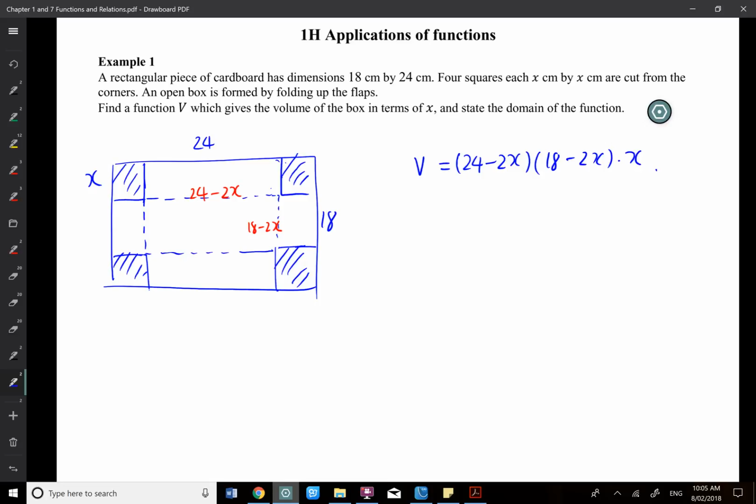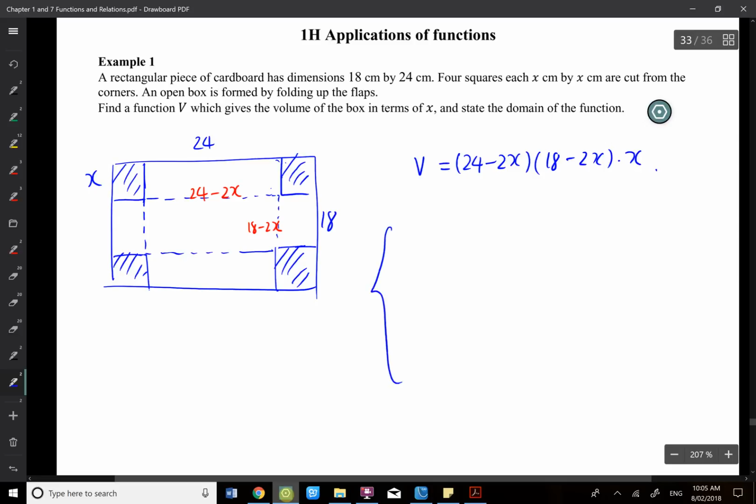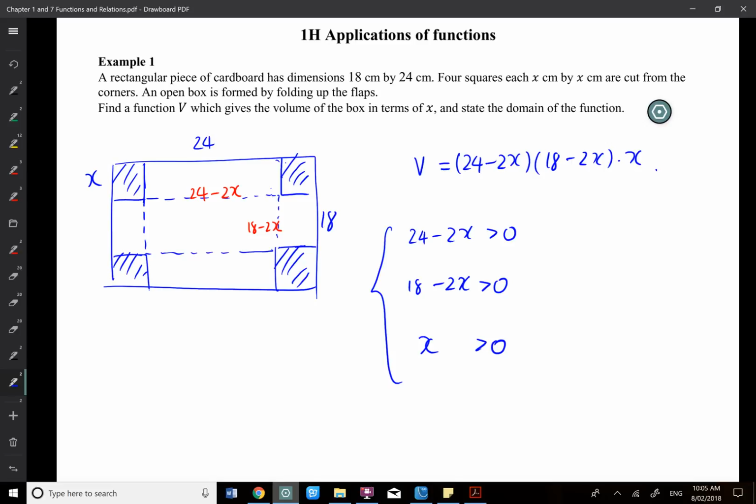For the rectangular box, we have length, width, and height. So my 3 inequalities will be: 24 minus 2x must be greater than 0, 18 minus 2x must be greater than 0, and x itself needs to be greater than 0. Because we need some length, some width, and some height. We can't just cut nothing. If you cut nothing, it can't become a rectangular box. To make a box, we need to leave something for the length, width, and height.